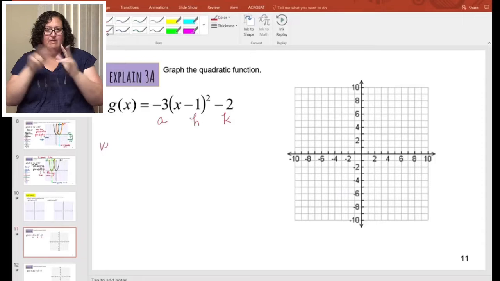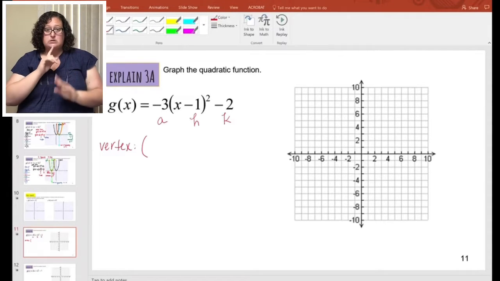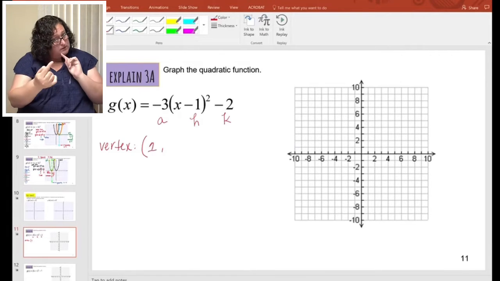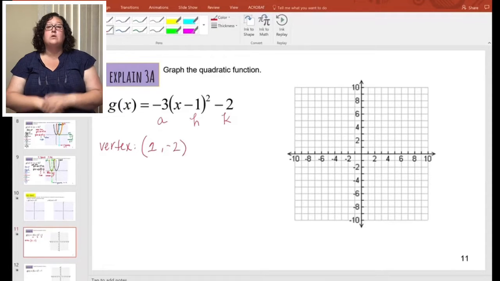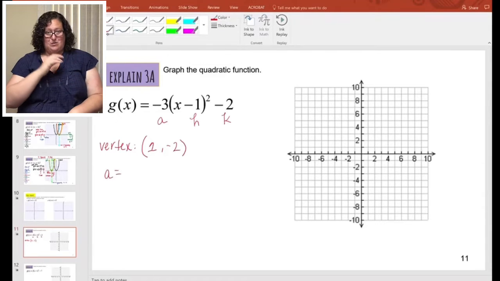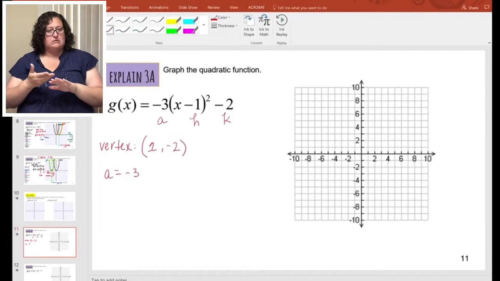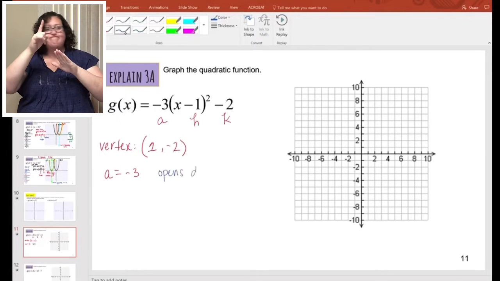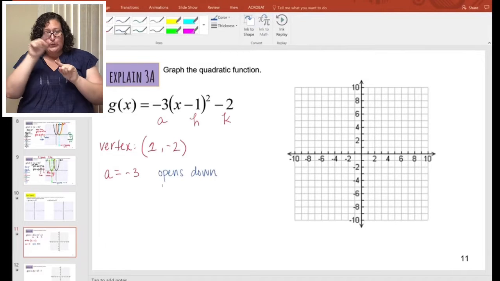Let's identify the vertex. The coordinates of our vertex are H and K. Our H value is 1. You do the opposite, and K we keep. We also need A, which is our scale factor, and our scale factor is -3. Without graphing the problem, I automatically know 2 things based off of the scale factor. I know that my parabola will open down, and because -3 is less than -1, the parabola will also be narrow.